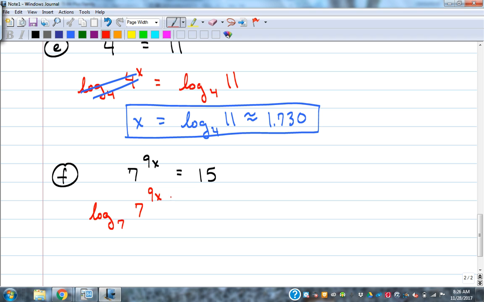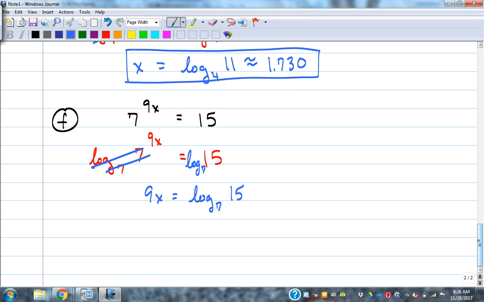Whatever the base is that has the exponent with the variable in it, that's the base you want to use for your log. Because on that side, the log base 7 is going to cancel out the base of 7 and leave us 9x. And I forgot to do log base 7 on that side. Equals log base 7 of 15. Is x by itself?